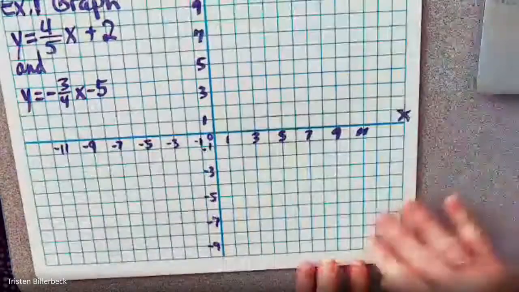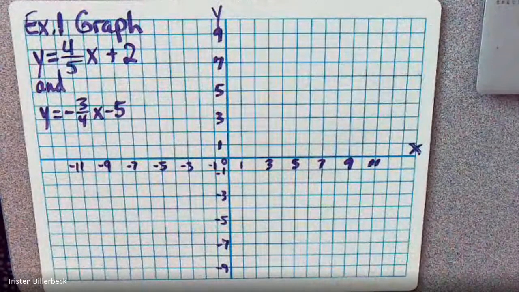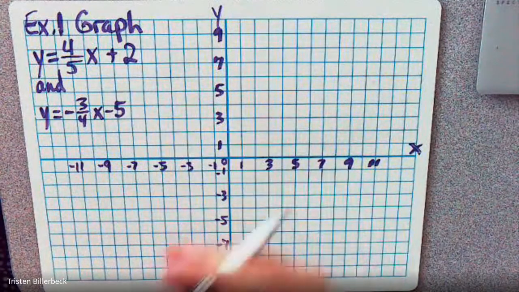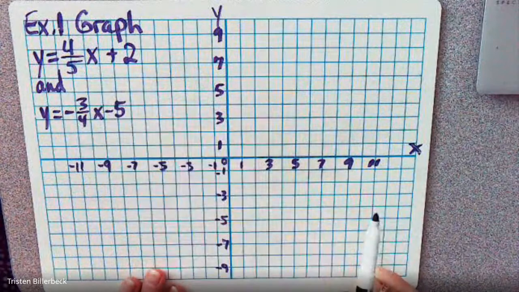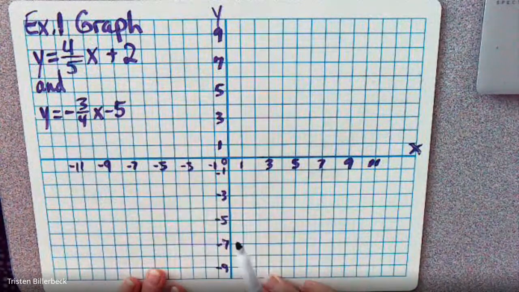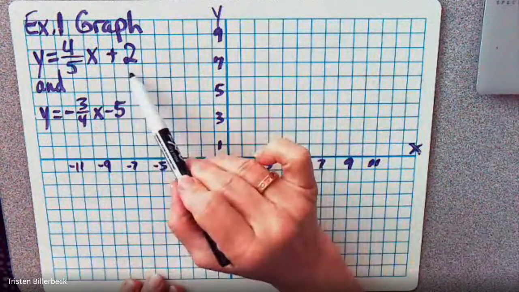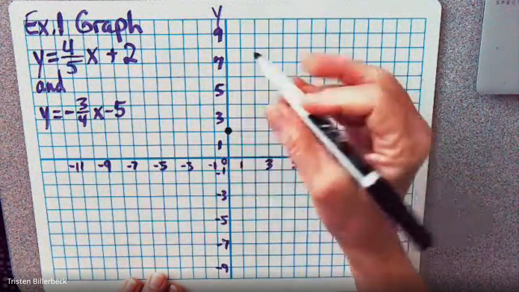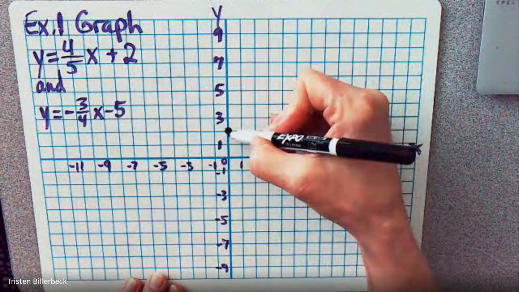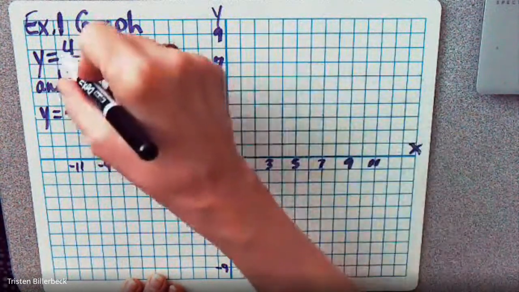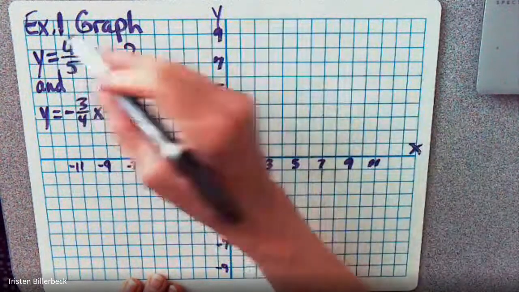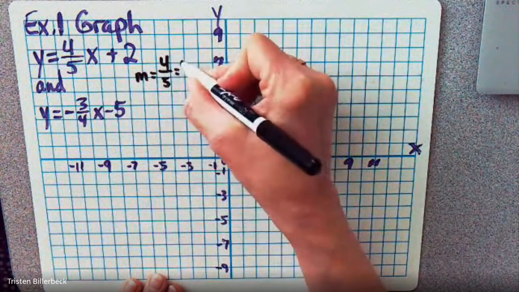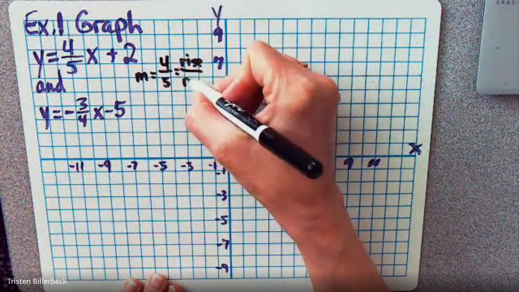Okay, so let's do a problem now. Okay, so we're going to graph y equals 4/5 x plus 2, and then we're going to graph this one. So remember how I said the y-intercept's how it starts? So that's the first point we're going to plot, that's at 2. Now from this point, the y-intercept, we are going to rise 4. So this one says the slope m is 4 over 5, which is the rise over the run.